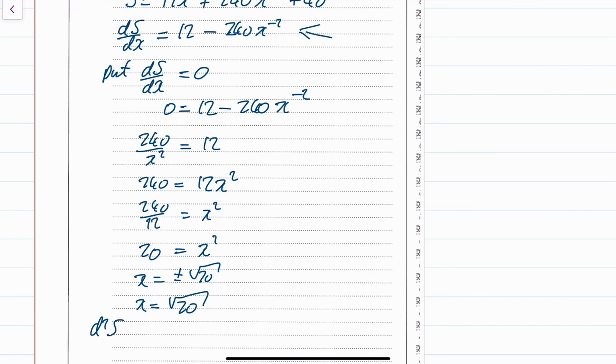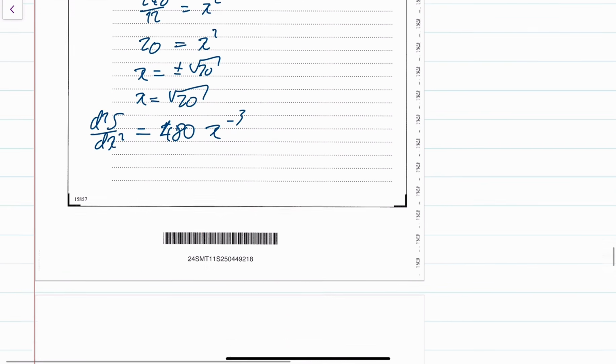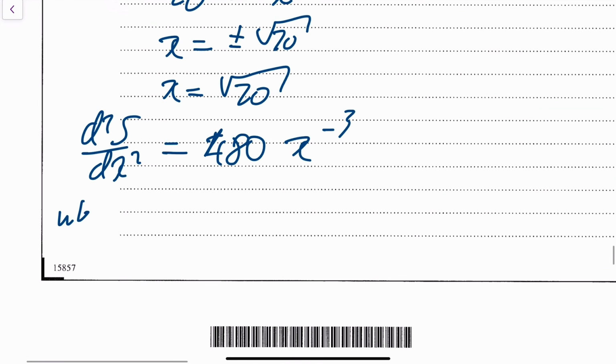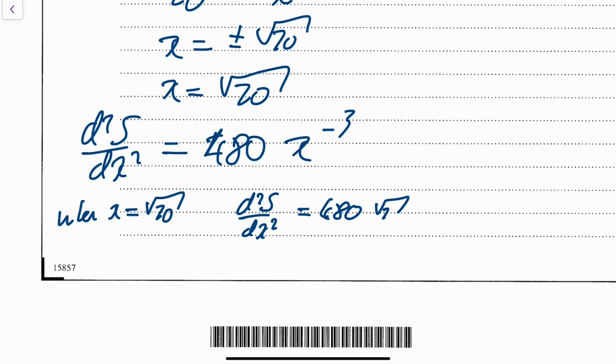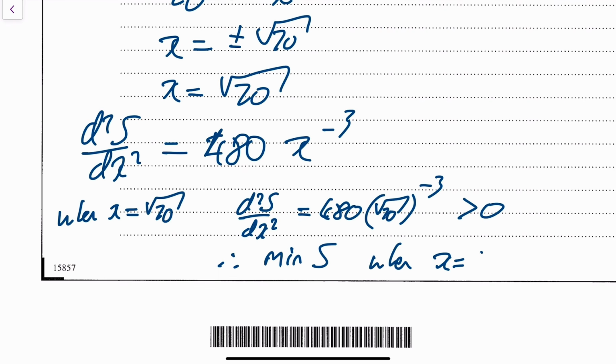So we've got to find d2S by dx squared. I'll just do this first and then bring it in. That's going to be 480 x to minus 3. And then you just say when x equals root of 20, your d2S by dx squared equals 480 times root of 20 to minus 3. That's going to be greater than 0. Therefore, minimum S happens when x is equal to root of 20. Lovely.